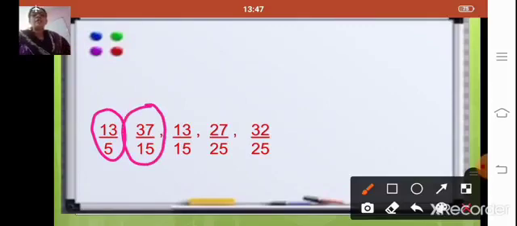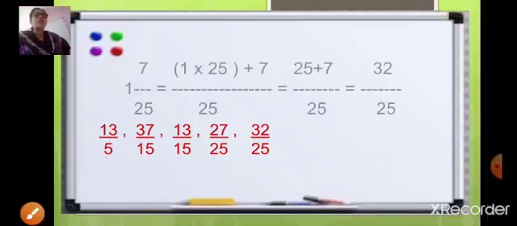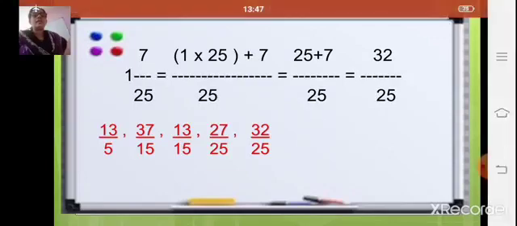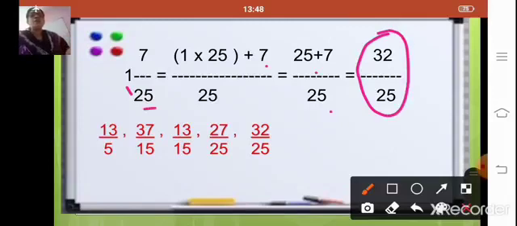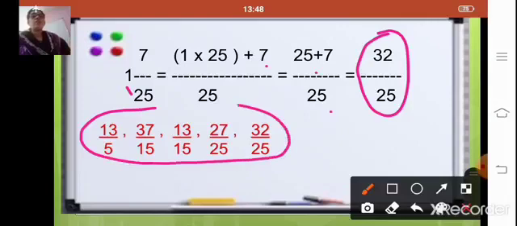Now 27 upon 25 is already there in your question. Let us see the third mixed fraction; when you convert it, you will get 32 upon 25. That is 25 into 1 plus 7, so 25 plus 7 upon 25, which gives you 32 upon 25. Now you have converted all the mixed fractions to improper fractions.